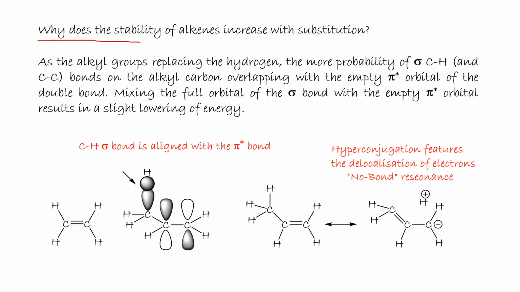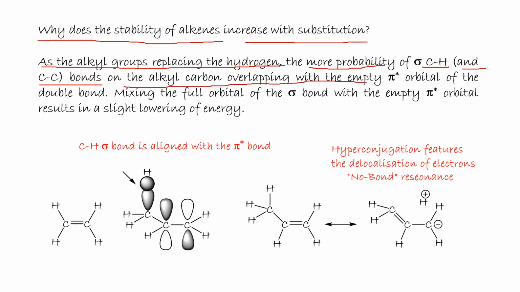Why does the stability of alkenes increase with substitution? As the alkyl group replaces the hydrogen, there is more probability of the sigma CH and the CC bond of an alkyl carbon overlapping with the empty pi-star orbital of the double bond, mixing the full orbital of the sigma bond with the empty pi-star orbital results in a slightly lowering of energy.